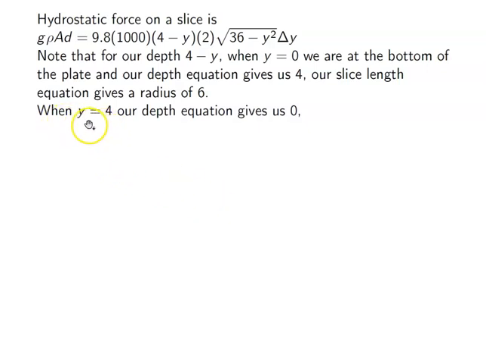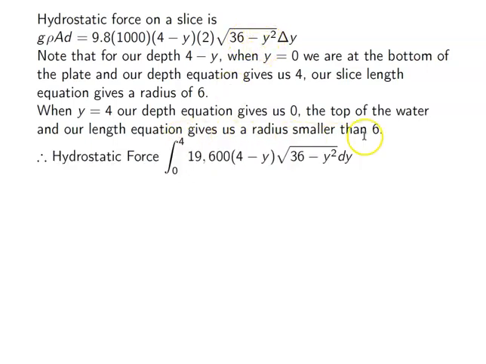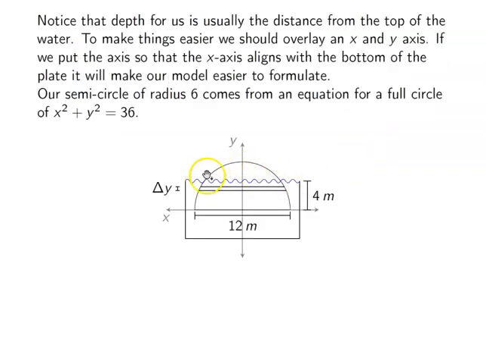When I look at the bigger portion of it, y is 4. So when y is 4, that means I should be at the top of the water. And 4 minus 4 gives me 0, so I have a depth of 0, the top of the water. And then when I plug in 4 here, I get 36 minus 16, which is some number smaller than 6, which makes sense because remember, I'm only partially submerged. So y equals 4 gives me a depth of 0 and a radius of something smaller than 6.